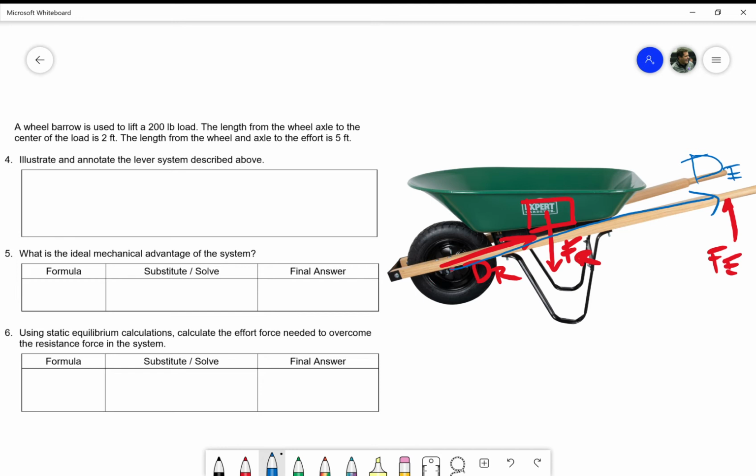Don't be embarrassed if you can draw as good of a wheelbarrow as me. I'm just really good at art.